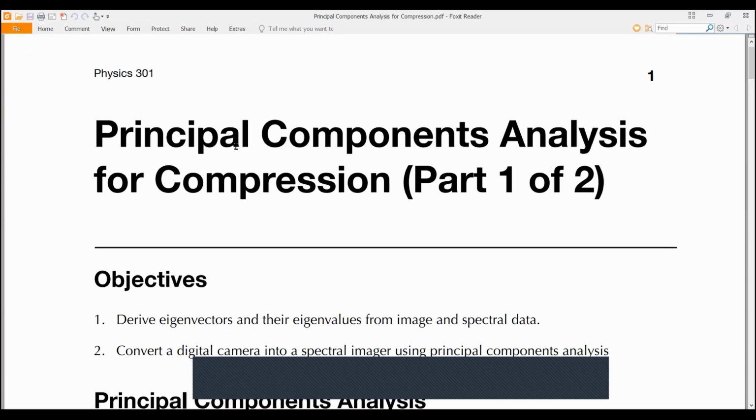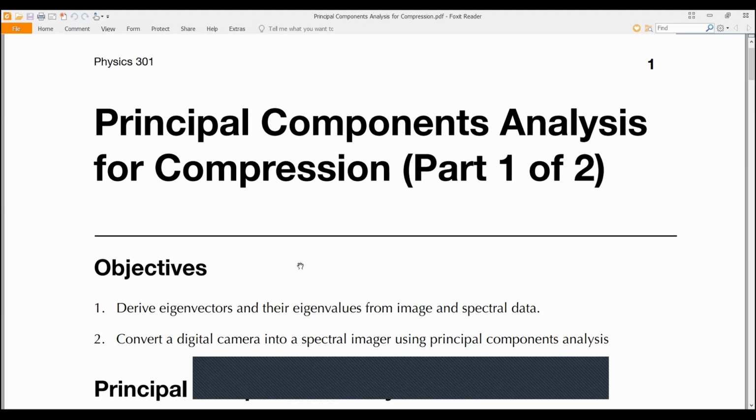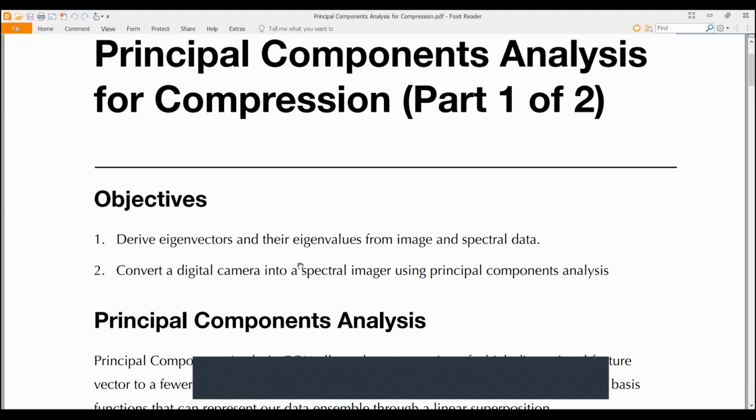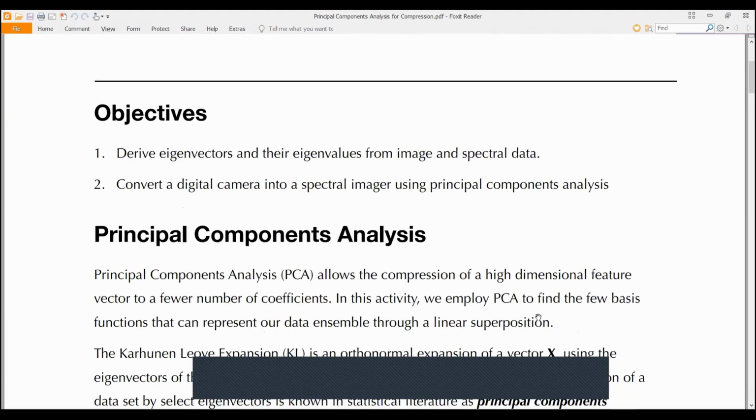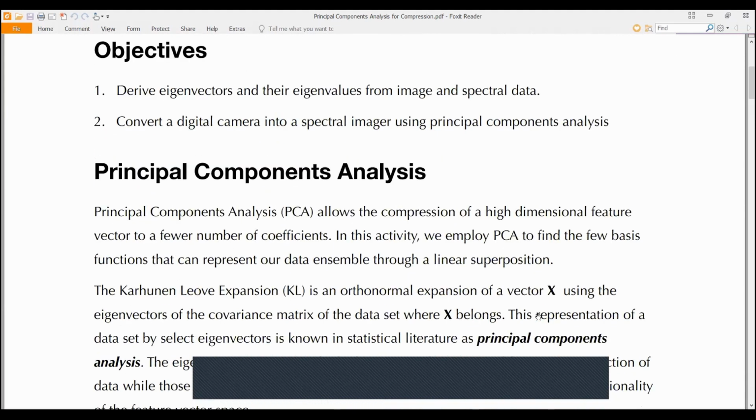Okay. So, principal components analysis. Let's go through this lecture. Our 2 objectives are, first, to derive eigenvectors and their eigenvalues from image and spectral data. And the second is to convert a digital camera into a spectral imager using principal components analysis. Okay, so let's go through the derivation of the principal components analysis.